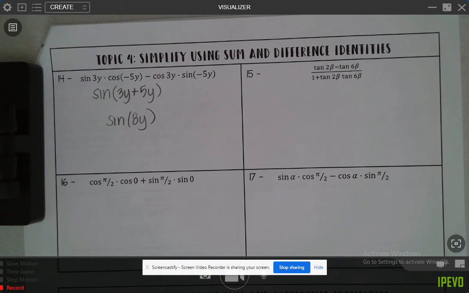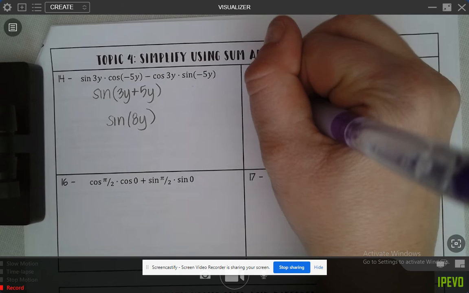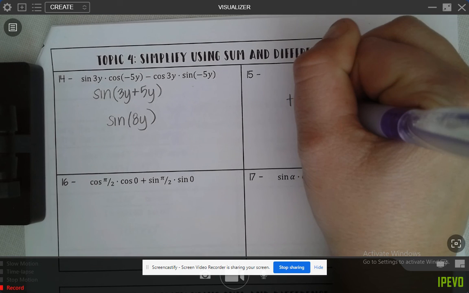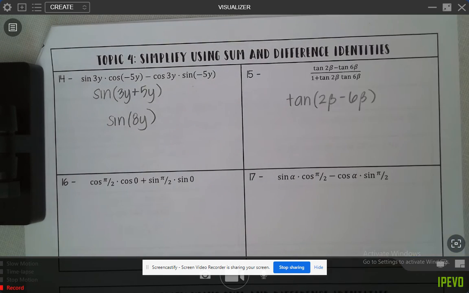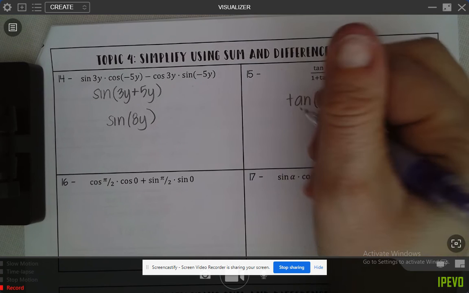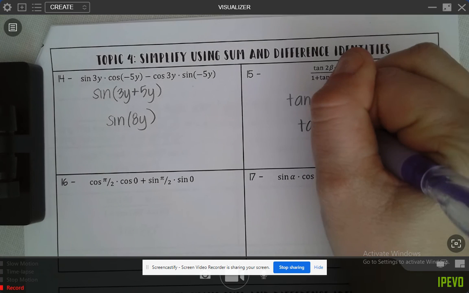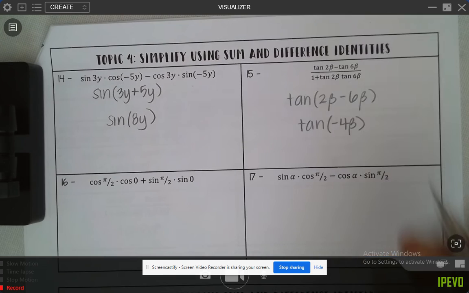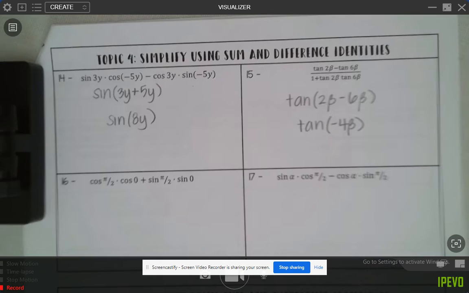You do not know how to do anything more than that. You will eventually. Right now you don't. That's it. 15, sine, cosine, tangent. Tangent. Sum or difference? Difference. So this is the tangent of 2 beta minus 6 beta. Yeah? What are you going to do? Combine them, right? So this is the tangent of negative 4 beta.